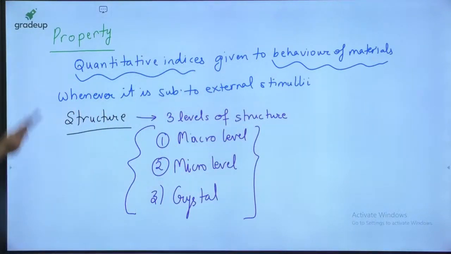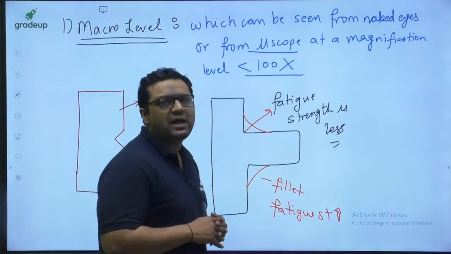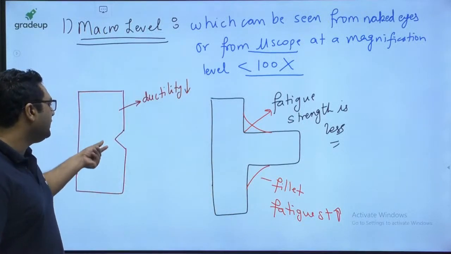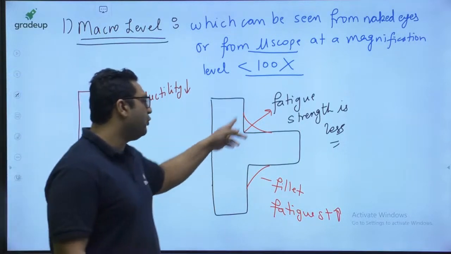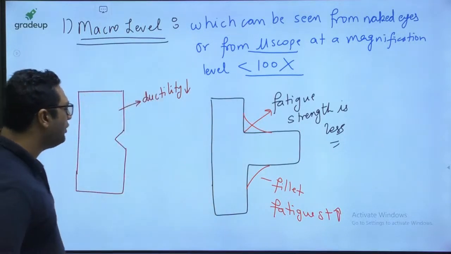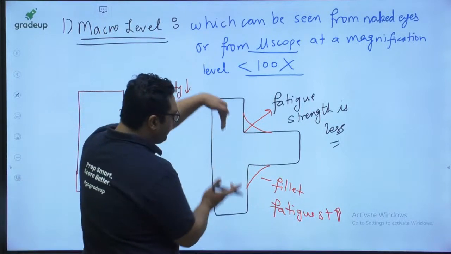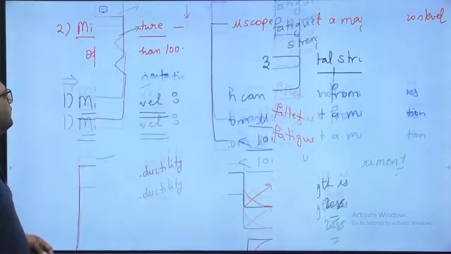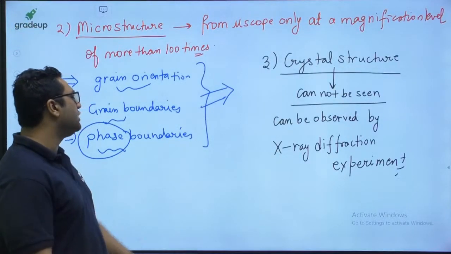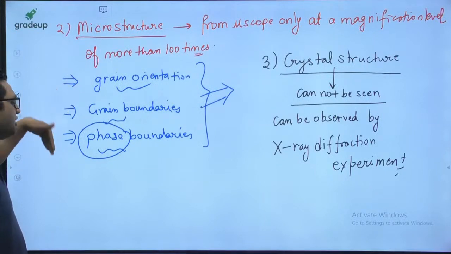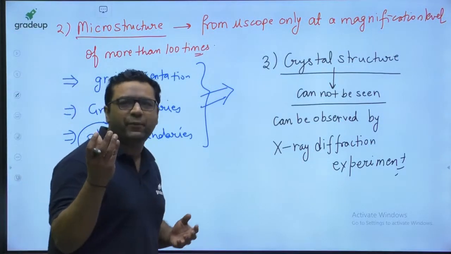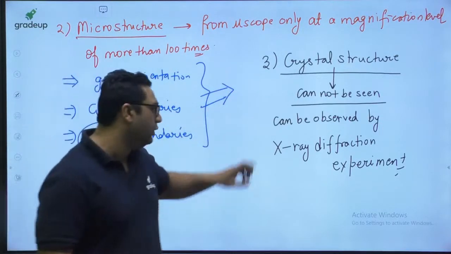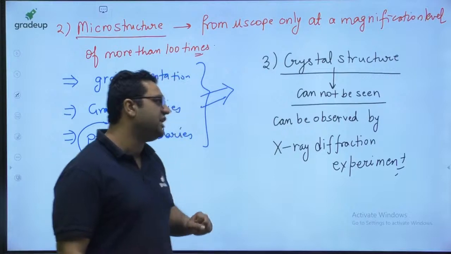I am just revising what we discussed yesterday. Macro level gives us the properties which depend upon the surface ones, like notches will reduce ductility, and sharp corners will reduce the fatigue strength. Not sharp corners exactly, the abrupt changes of cross section reduce the fatigue strength. Then I told you about microstructure. Microstructure consists of grain boundary, grain orientation, phase boundaries. I gave you an example of laddu also. Then I told you about crystal structure. They cannot be seen, they can only be observed under X-ray diffraction experiment.